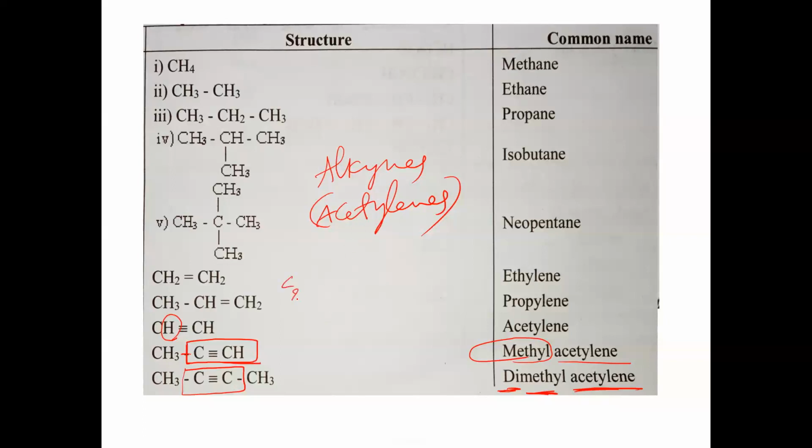Suppose you take C2H5 bond C triple bond CH. What is the name of this? Here we first have to check the triple bonded area. It is acetylene, right? CH triple bond CH is actually acetylene. In this, in the place of H, what is substituted? Ethyl. So we say ethyl acetylene. Can you give the IUPAC name of this ethyl acetylene? Here the common name is ethyl acetylene.